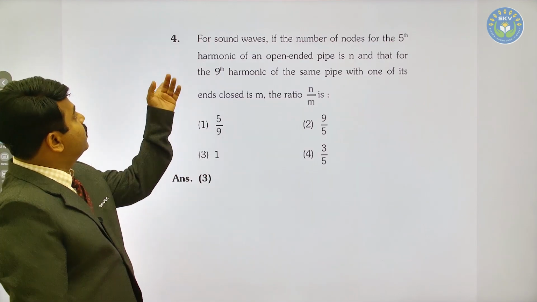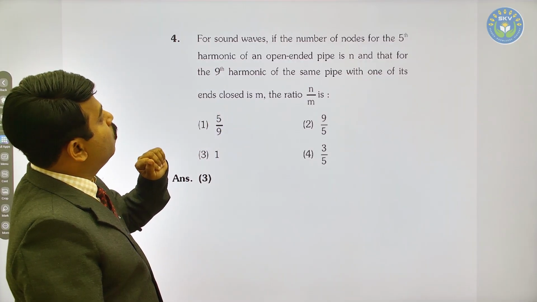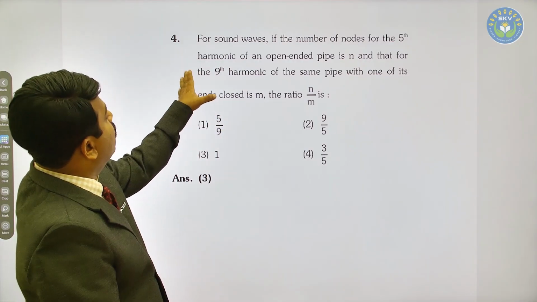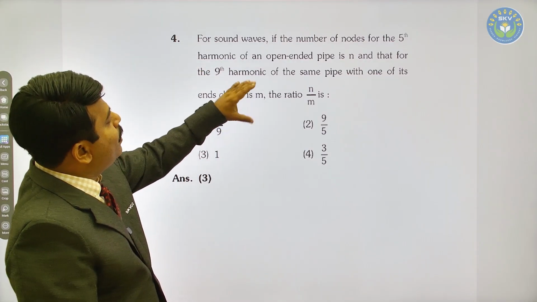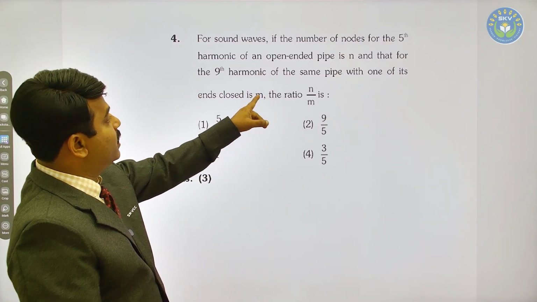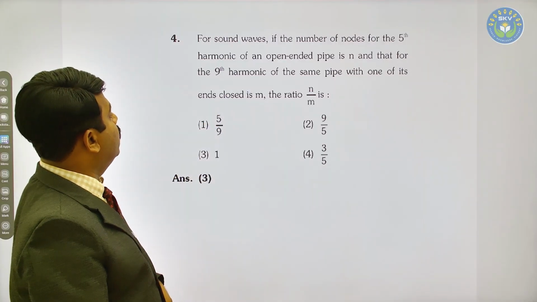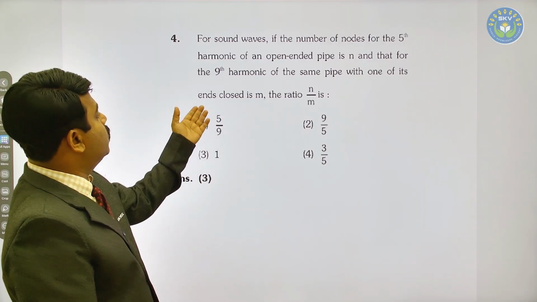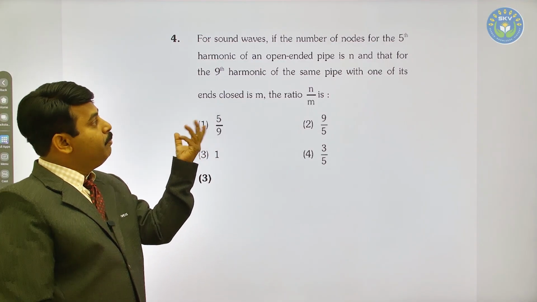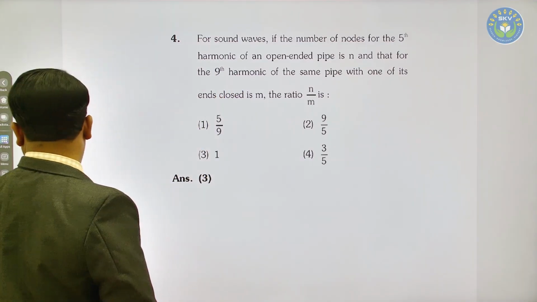So next is question number 4. For a sound wave, if the number of nodes in the fifth harmonic of an open pipe is n, and that for the ninth harmonic of the same pipe which is closed is m, then find the ratio n by m. So in the closed pipe we have m nodes, and in the open pipe we have n nodes.